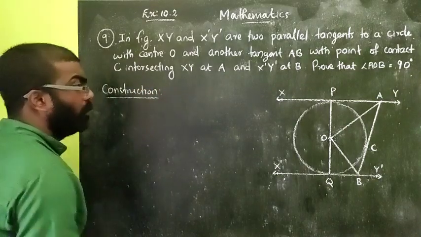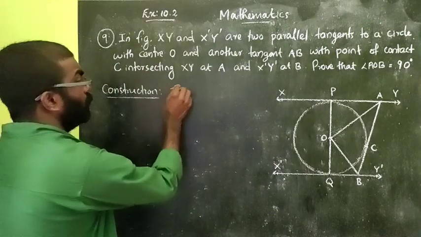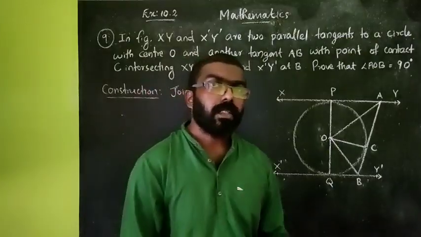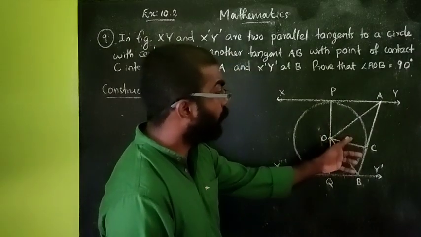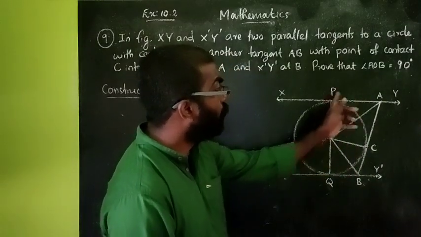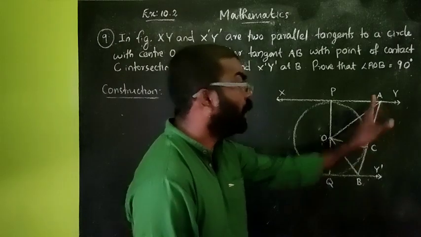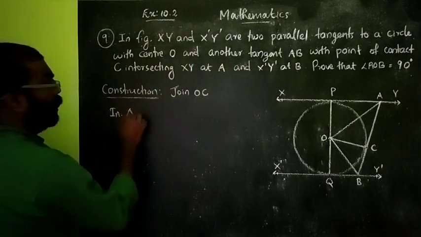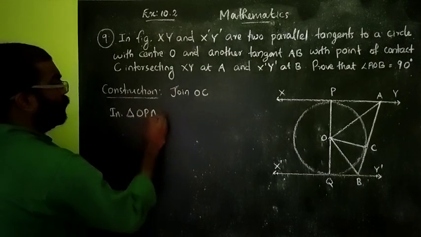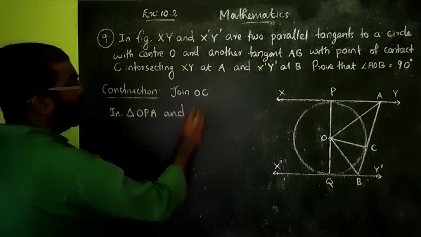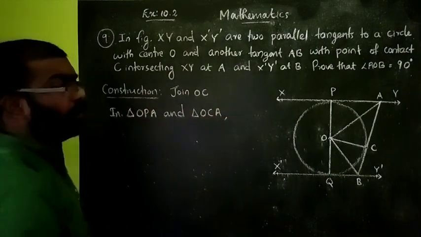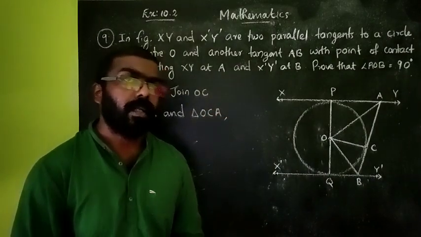We have to draw a helping line. We can join OC. Now we can consider these two triangles, namely OPA and OCA. So in triangle OPA and triangle OCA, we are going to prove these two triangles are congruent.